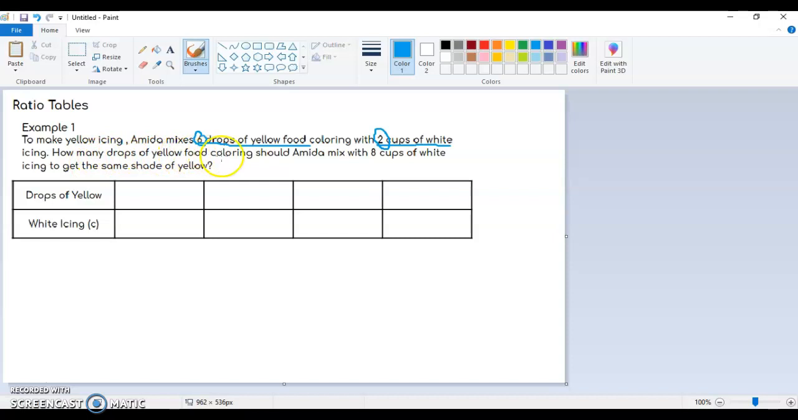How many drops of yellow food coloring should Amid mix with 8 cups of white icing to get the same shade of yellow? Remember, that same means that they need the same ratio, okay? And if I'm looking at this, I'm seeing 6 to 2 in that same sentence, which is my original ratio, okay? So 6 yellow to 2 cups of white, okay?